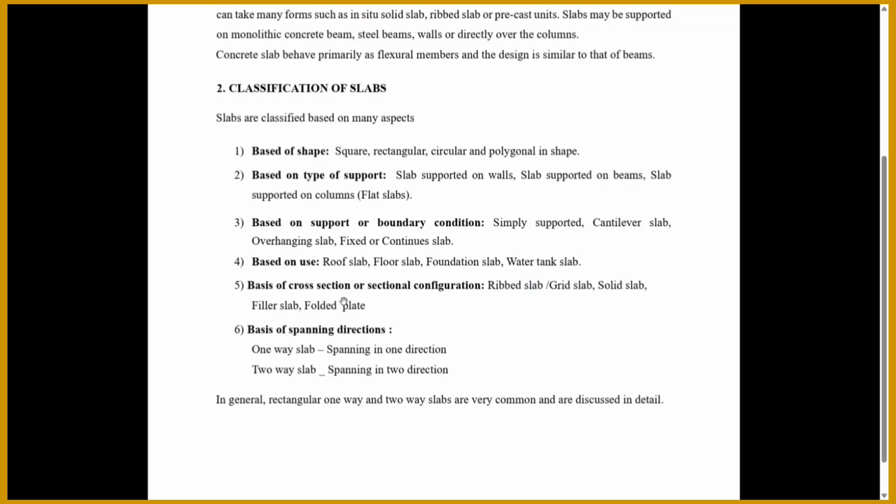Next classification is based on the use. First classification is roof slab, flat slab, foundation slab, water tank slab. Also, fifth classification is based on the cross section or sectional configuration. In that, it covers the ribbed slab or grid slab. Both are the same. Also, next is a solid slab, filler slab, or folded slab.